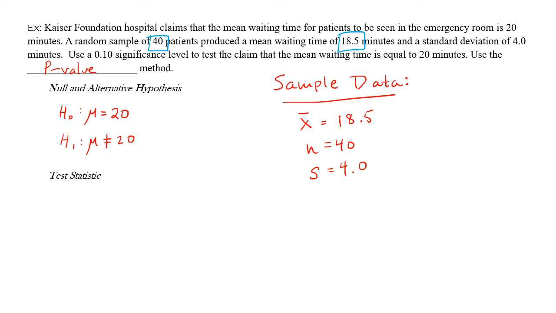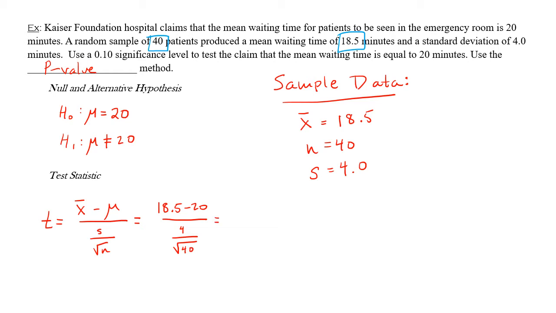Now, to compute the test statistic, I believe we have all the information we need here. But remember, it's going to be a t-score. So we'll have x bar minus mu over s over the square root of n for this test statistic. So 18.5 minus 20 over s, which was 4, over the square root of n, which was 40.